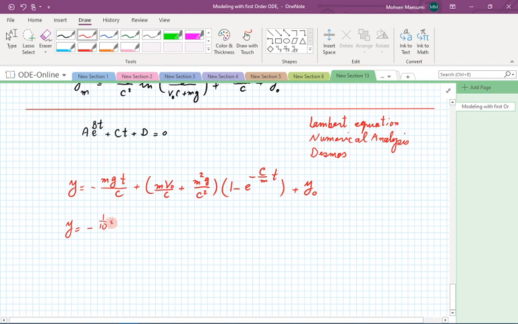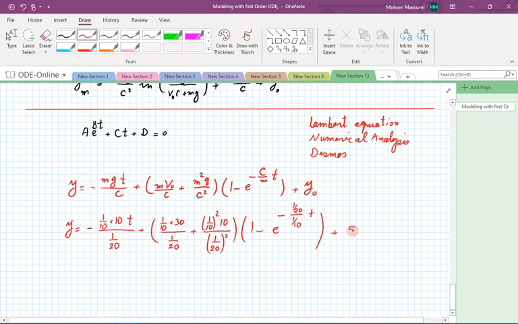m was 1/10, g was 10, c was 1 over 20, I believe, m again was 1/10, initial velocity was I guess 30, c was 1 over 20th, m 1/10, g is 10, 1 over 20th, 1 minus exponential of, this was 1/20th, this was 1/10th, and y0 was 50 meters.